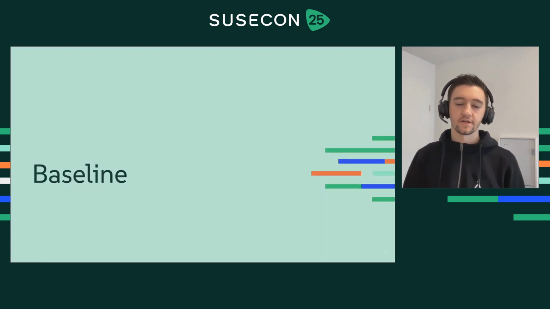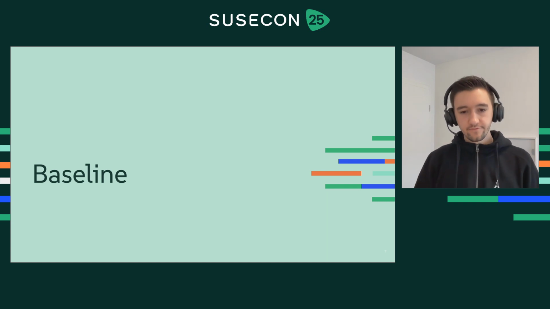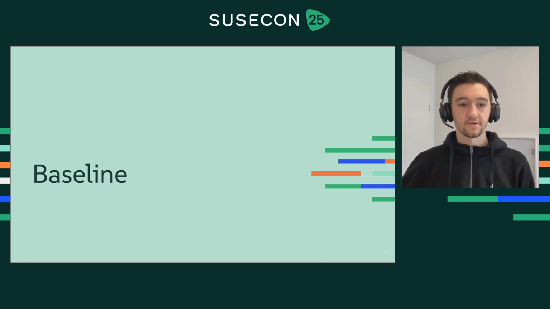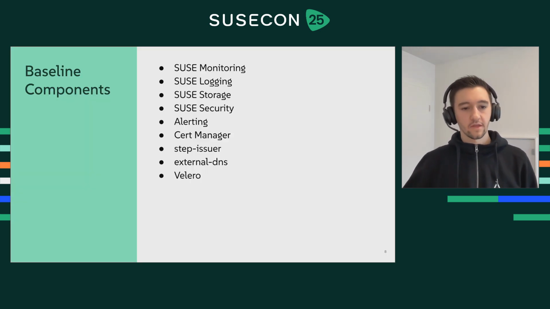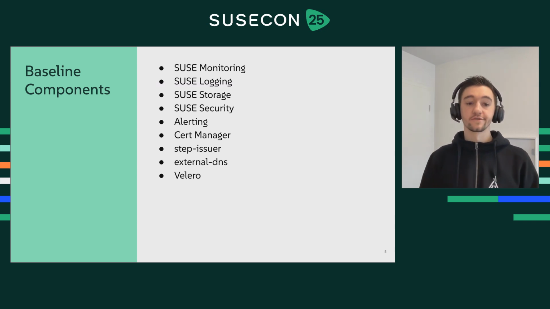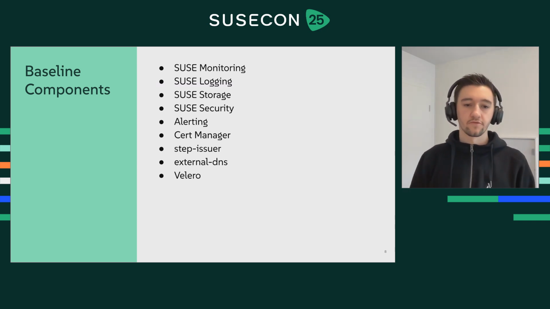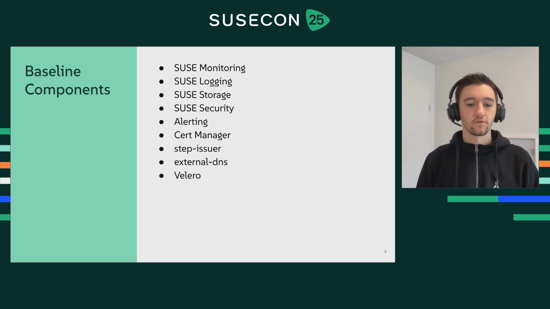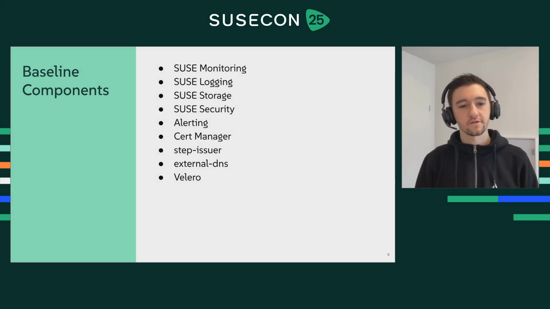So let's have a look at the baseline we chose. We want to go through some components and discuss that a little bit. Our baseline consists, for example, of SUSE monitoring, which is a great tool to have in the stack. As you can see, we use multiple SUSE tools here because they are really well integrated, and we have a solid baseline without just installing them. So it's a great choice here to use SUSE monitoring. We will discuss that in a bit.